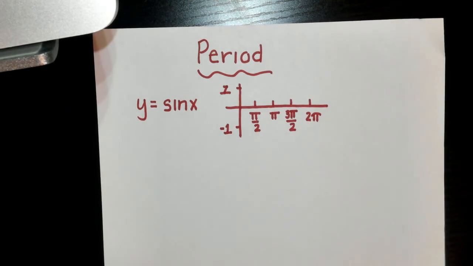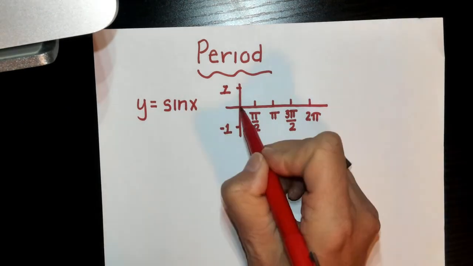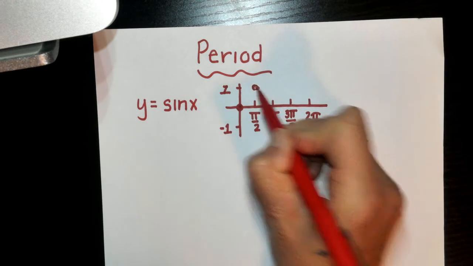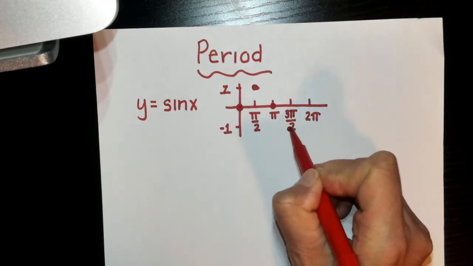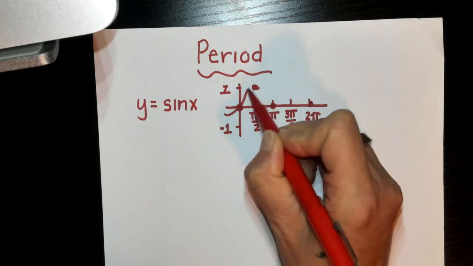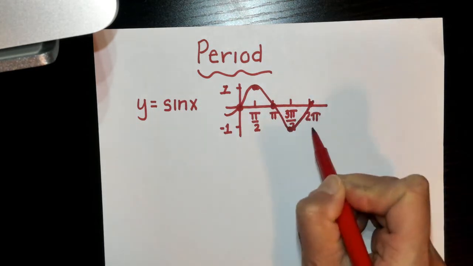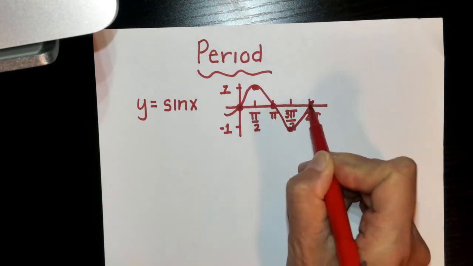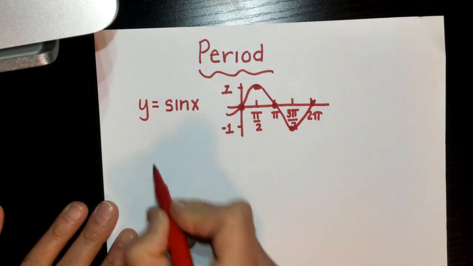Sine hits the middle 3 times. Starts at the middle, high, middle, low, back. Period on this, again, is 2 pi. Starts and stops in 2 pi.